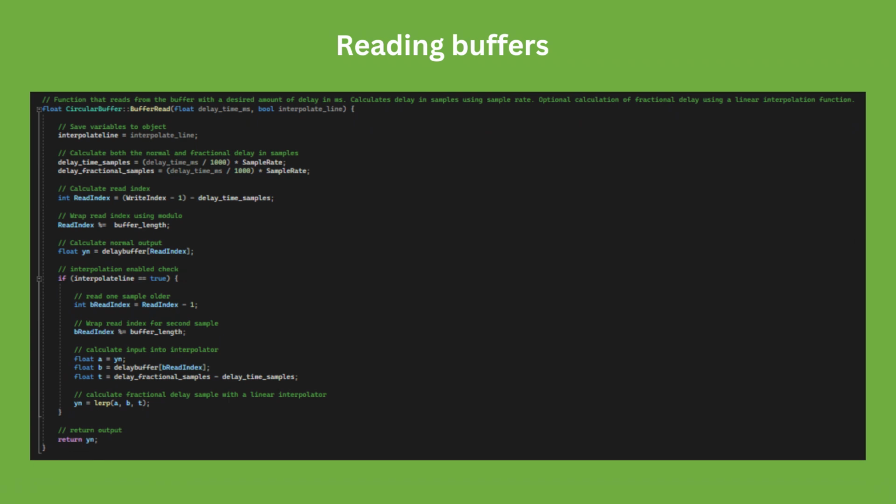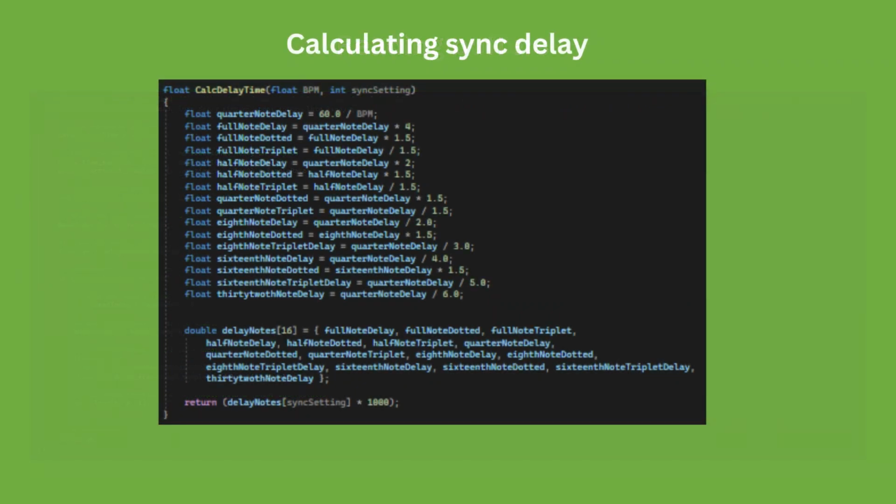So essentially, if the read index was higher than the buffer length, it would wrap back round to that delay time within the buffer bounds. So if your buffer was 50 in length and the read index was 52, it would wrap back round to 2. So calculating our delay time sync, we take a BPM as an input.